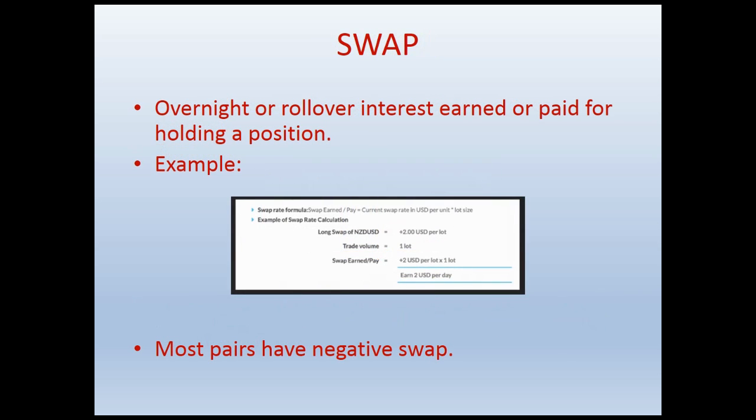All right, let's go to swap. Swap is an overnight or rollover interest, and swap can be earned or swap can be paid, which is from your position that you are holding. You can pay swap to your broker, or your broker can pay you back the swap. So that is why many pairs have a negative swap, meaning when you're holding them for days, you'll actually be charged by your broker for holding that position.